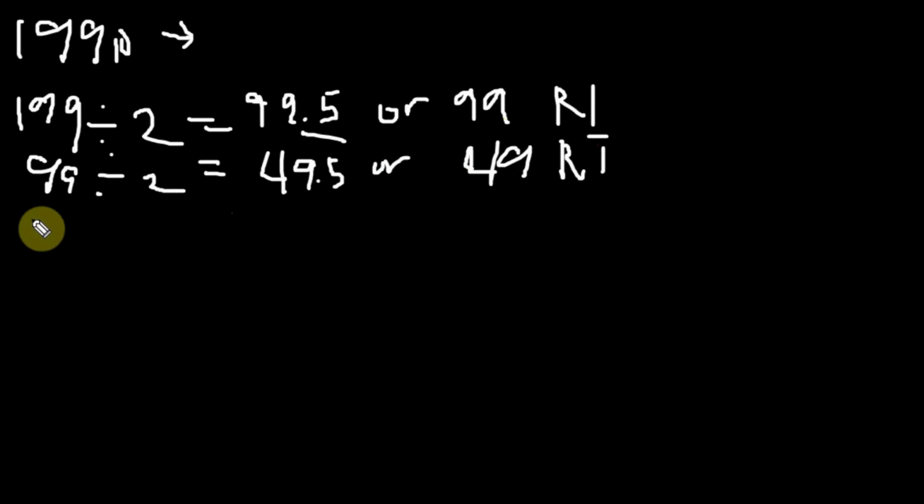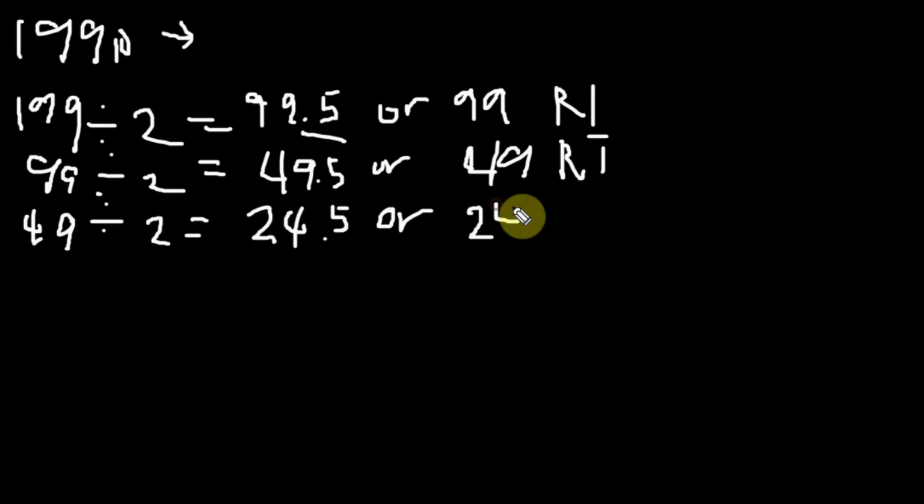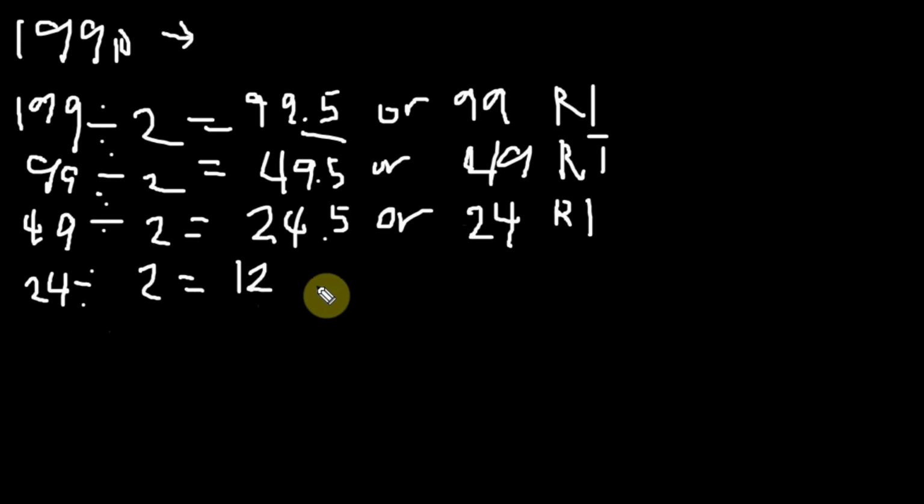Now from 49, let's divide it by 2. That is equal to 24.5, or 24 remainder 1. Now 24 divided by 2 is equal to 12, or 12 remainder 0, because there's no leftover from the quotient.